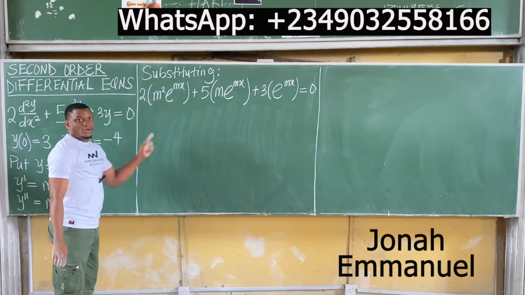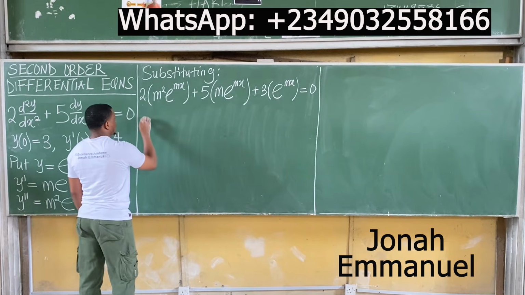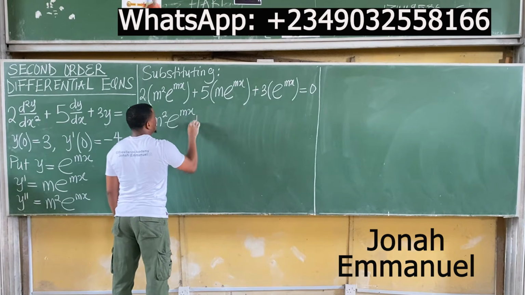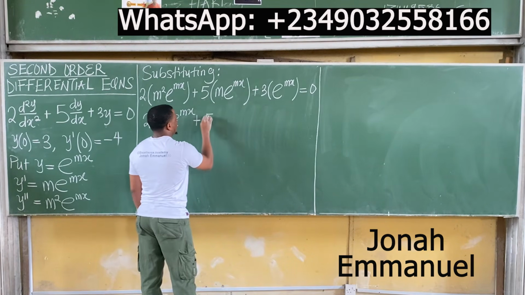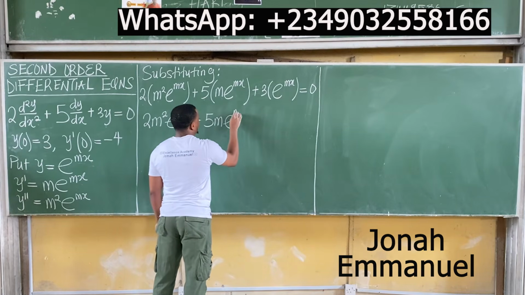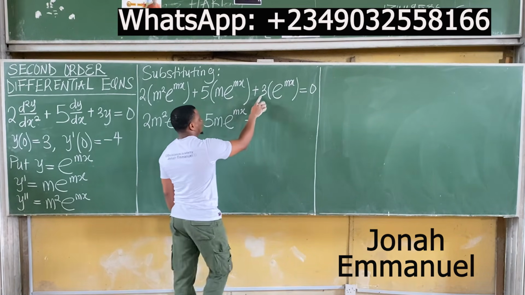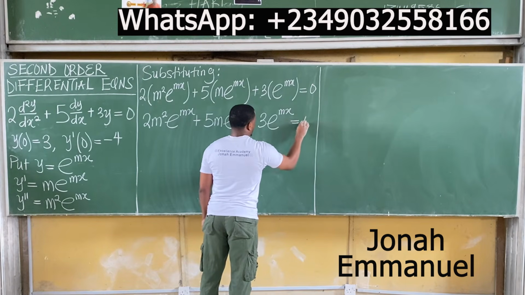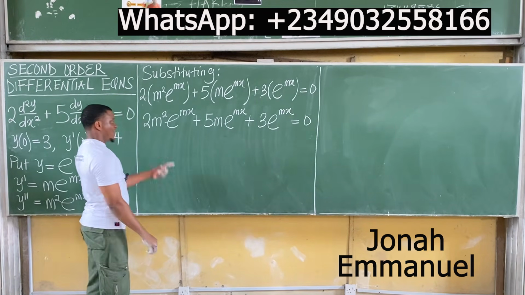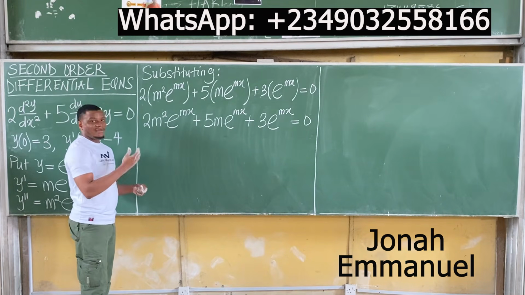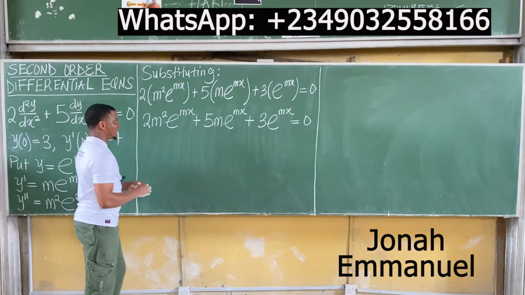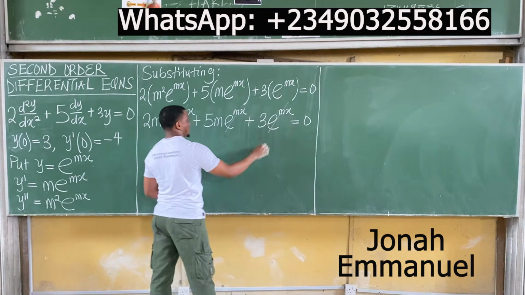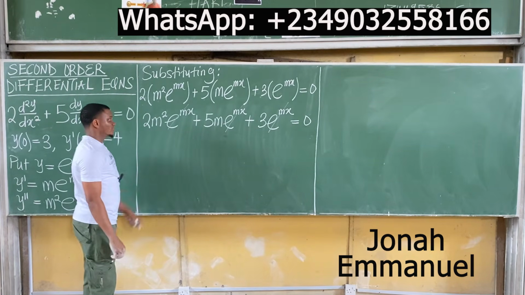We have this. All right, expand this. What do you have here? This and this. 2m squared exponential mx plus this multiplies this, 5m exponential mx, plus this multiplies this, 3 exponential mx. It's equal to 0. So I have this. At this juncture, the next task is to do what there? Factorize the value of what? Exponential mx. So I factorize exponential mx. Please, in your note, don't cancel though. Don't cancel. Just factorize this.